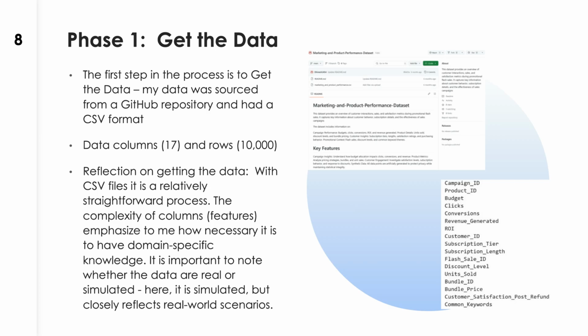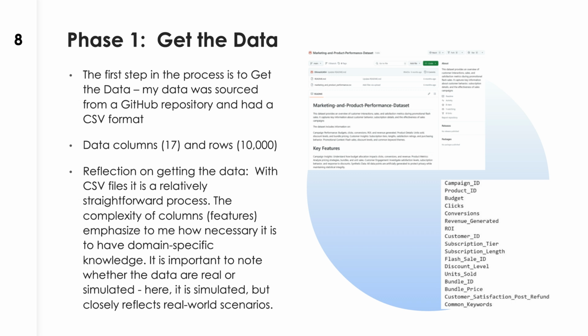The first step in the process is to get the data. My data was sourced from a GitHub repository and had a CSV format. I used the marketing and product performance dataset. The dataset contained 17 columns and 10,000 rows. With CSV files, it's generally a straightforward process.